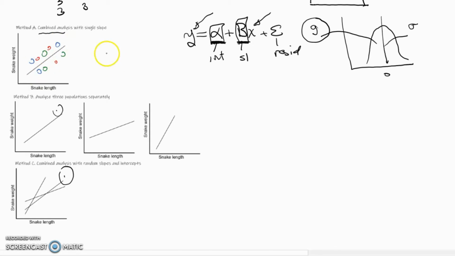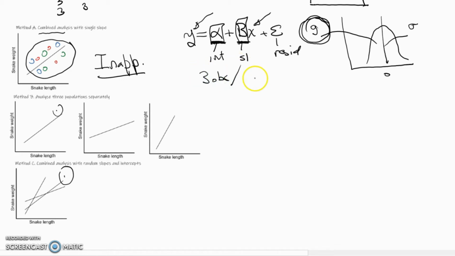And this process is clearly inappropriate biologically. And the reason for that is that what this process assumes is that these different populations of snakes are independent. So in other words, we're assuming we've got 9 independent observations, when in reality we've got 3 observations, each of which are clustered within 3 different populations. So this sort of analysis would violate the assumption of independence, and it would be inappropriate.